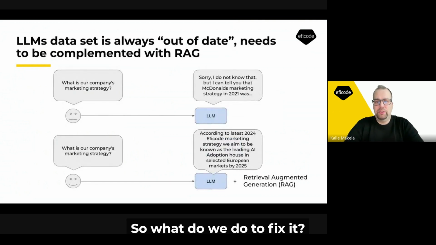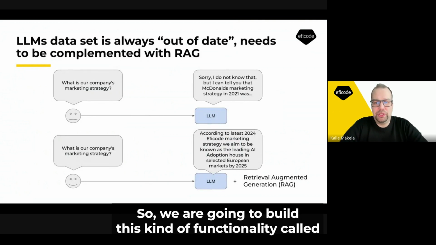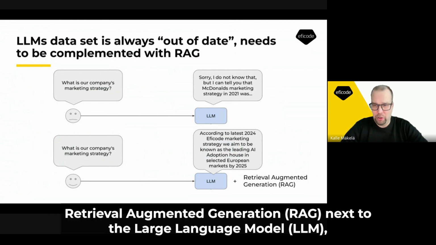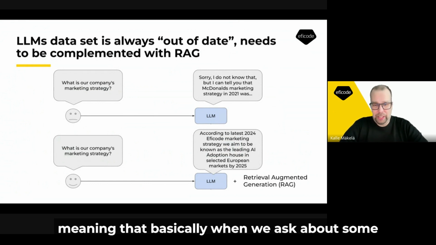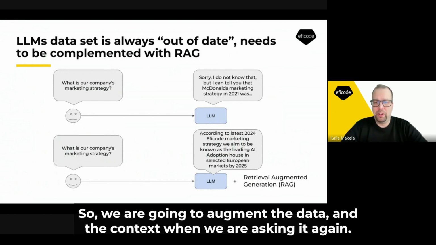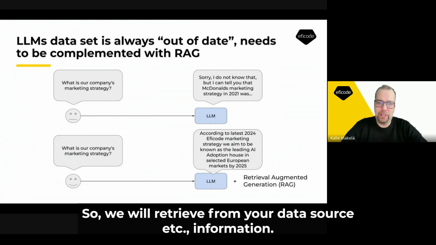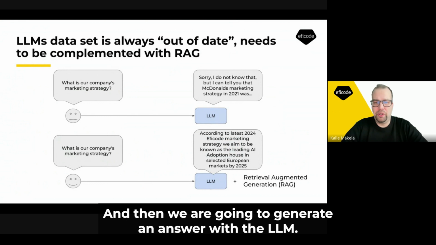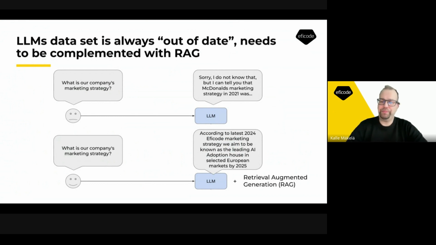So what do we do to fix it? We build functionality called retrieval augmented generation next to the large language model. When we ask about some data and we see that the LLM doesn't know it, we augment the data and the context when we ask again. So we retrieve information from your data sources, and then we generate an answer with the LLM.